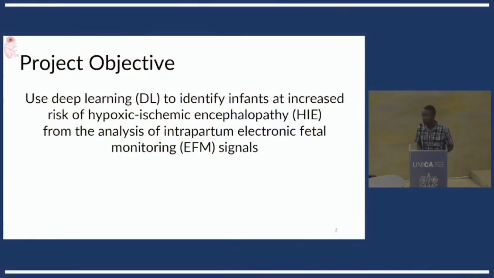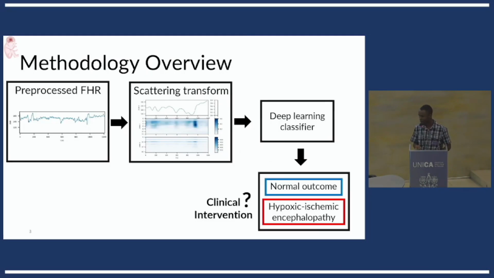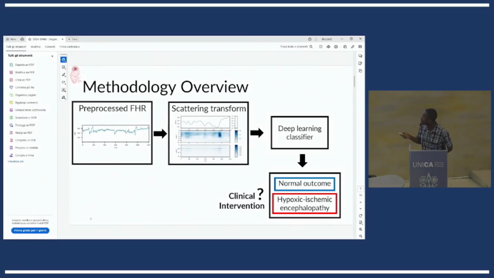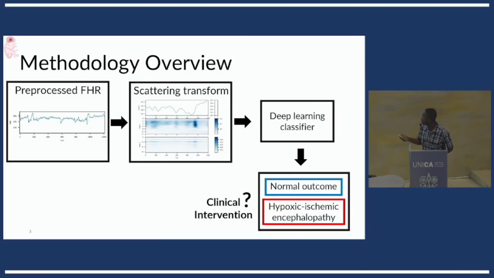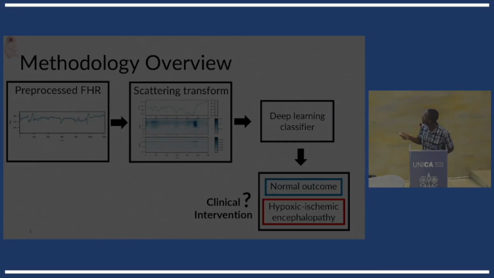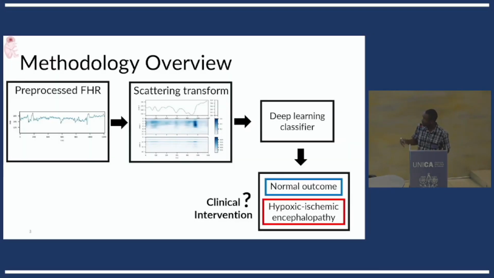Hello, so I'll be talking on the deep learning applications in our data set. Our project objective is to use deep learning to detect inference at increased rates of HIE using analysis of EFM signals. So my methodology is I'm using the pre-processed FHR signals.